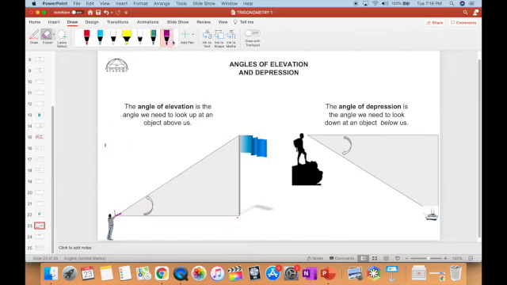So at the end of the day, the angle of elevation is the angle that you are looking up at. They'll give you this distance here, and then they'll give you this angle here, and what you have to do is find the height of the flag. So that is a question that we do. The angle of depression is the same thing. You're on a cliff, looking down at a boat in the water.